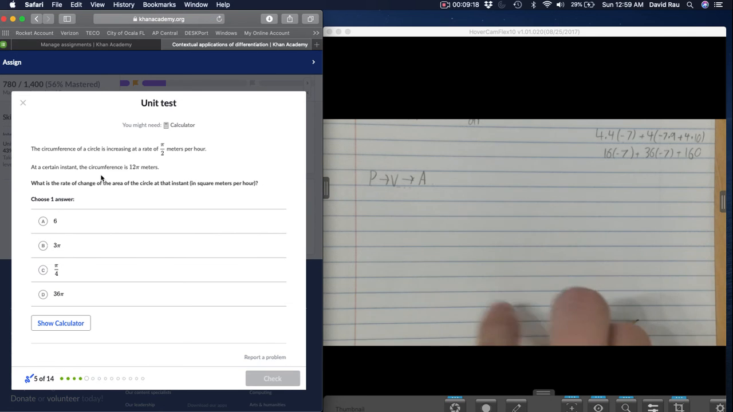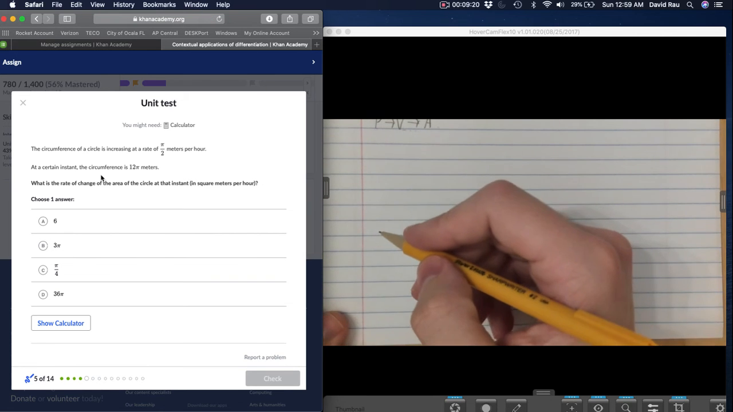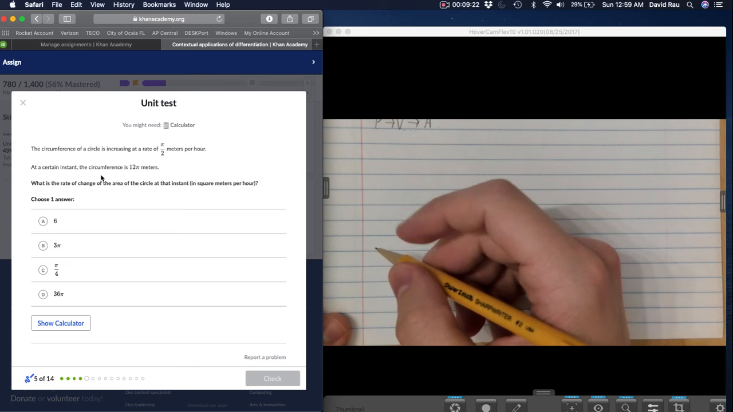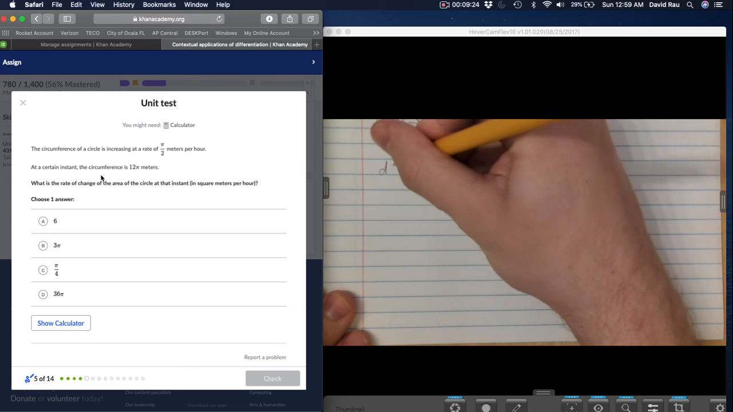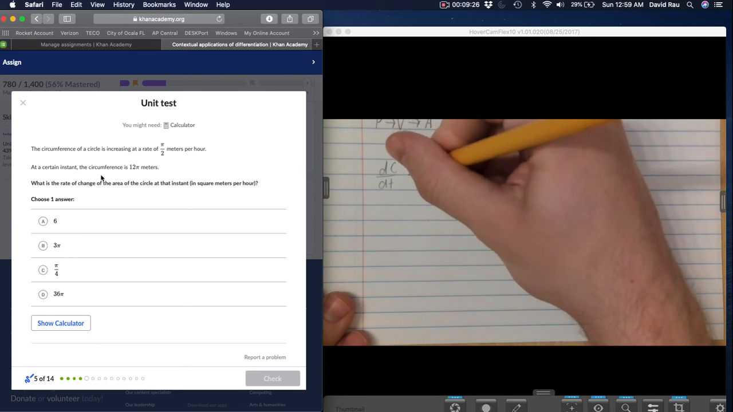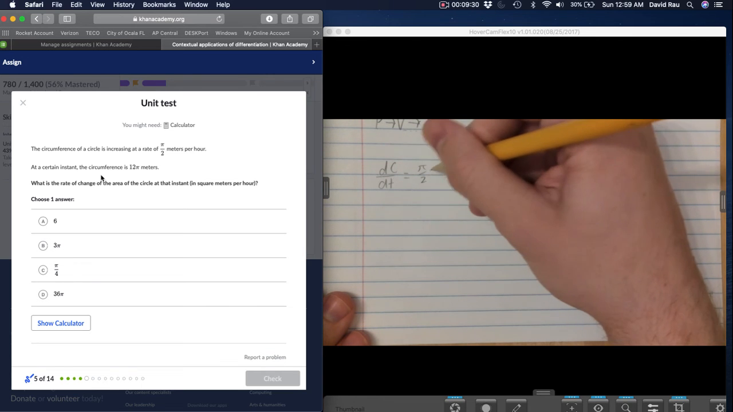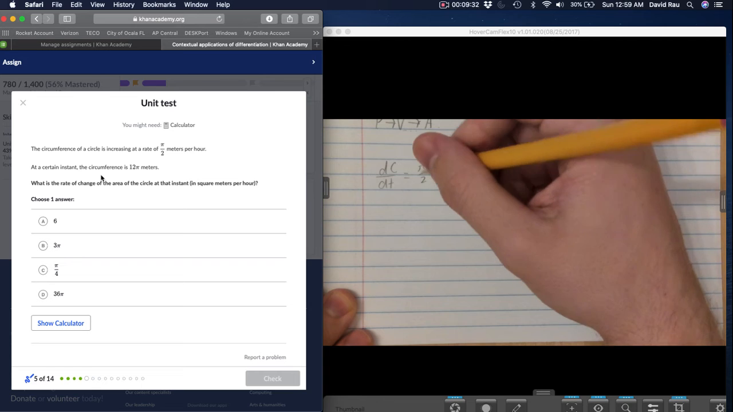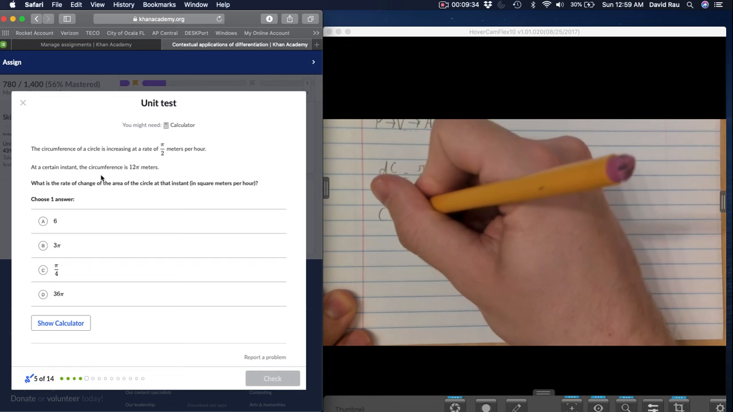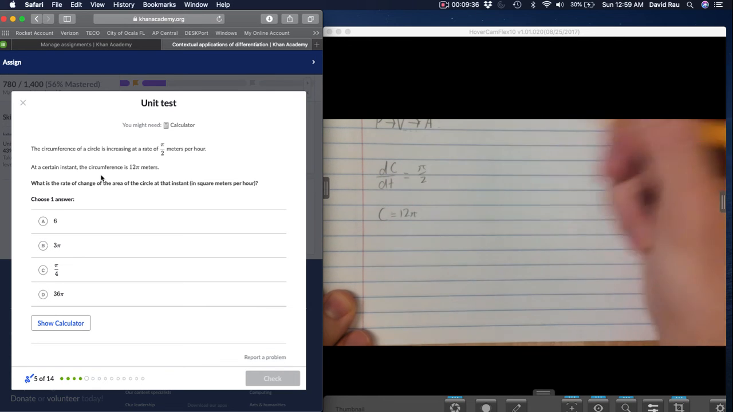Right? Up next, more related rates. Goodness. The circumference of a circle, so I'm going to call that dC dt, is increasing at a rate of pi over 2, so positive pi over 2. And then at a certain instance, the circumference is 12 pi.